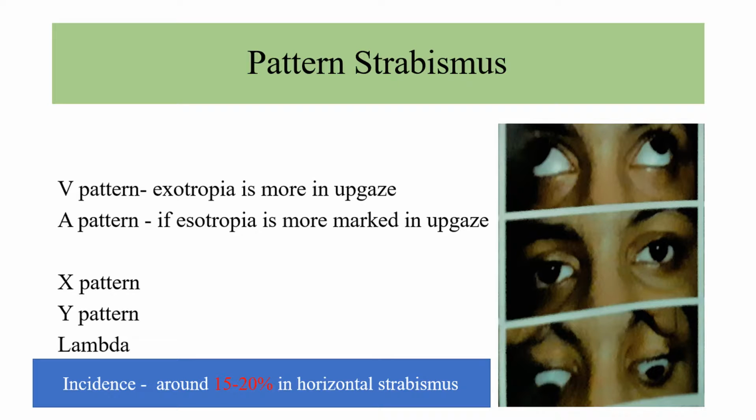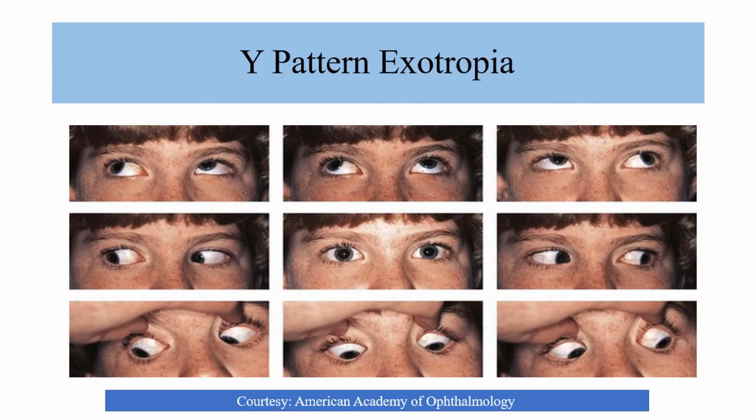The V pattern is very common in our scenario, whereas the A pattern is more common in Western scenarios. V pattern is when the exotropia is more in the up gaze, and A pattern is when the eso is more in the up gaze. So you can have X pattern, Y pattern, lambda pattern, or a delta pattern. Now look at this patient who is almost exo in the primary gaze, and the deviation is not more in the down gaze, but when he's looking up, you see that the eyes are going out. So this is the typical Y pattern exotropia.